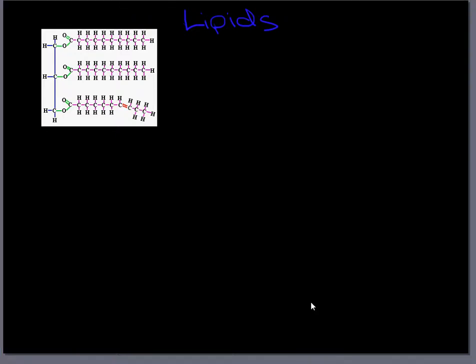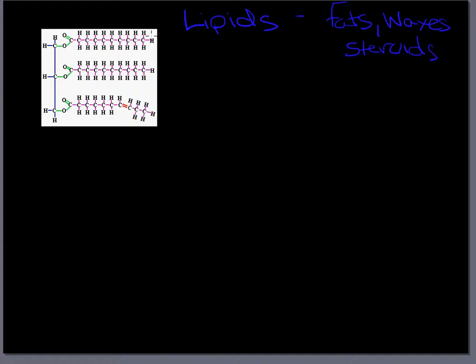Okay, this segment is going to focus on lipids, our macromolecules lipids. And just a reminder, lipids are your fats, they are your waxes, and they are your steroids.